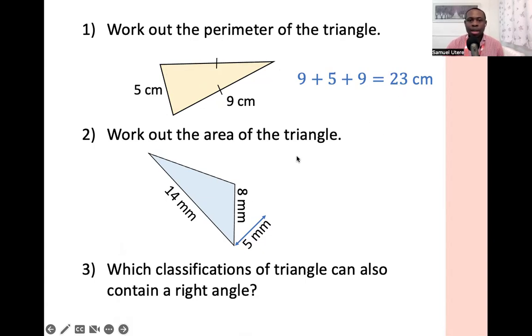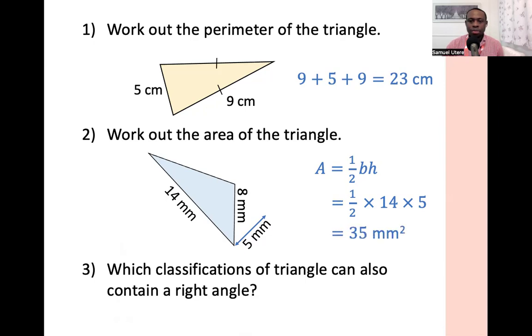Next, you were asked to work out the area of the triangle. I'm sure you have not forgotten how we work out the area of a triangle. You multiply the base with the perpendicular height to the base. The area is half the base times the height, but the height must be the perpendicular height. So here, our answer will be 14 times 5 divided by 2, which should be 35 millimeter squared.